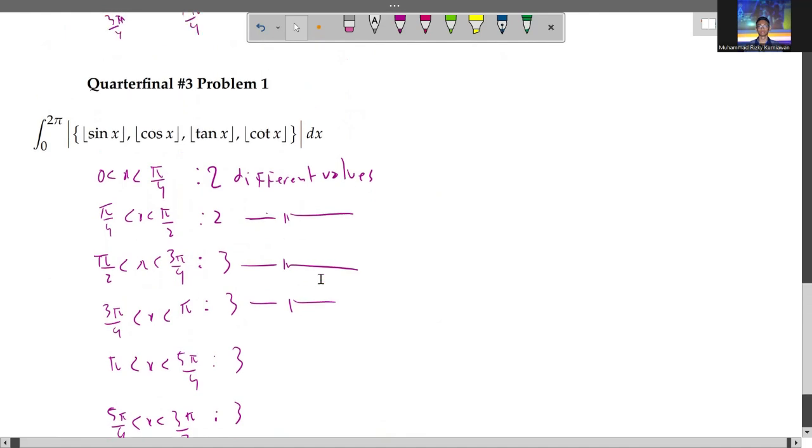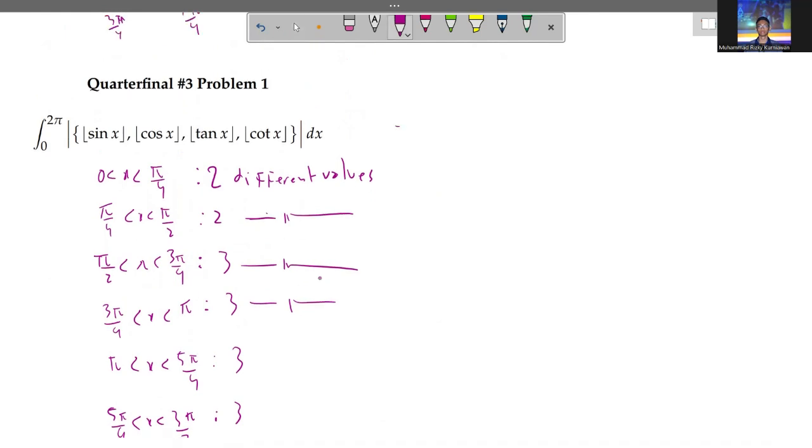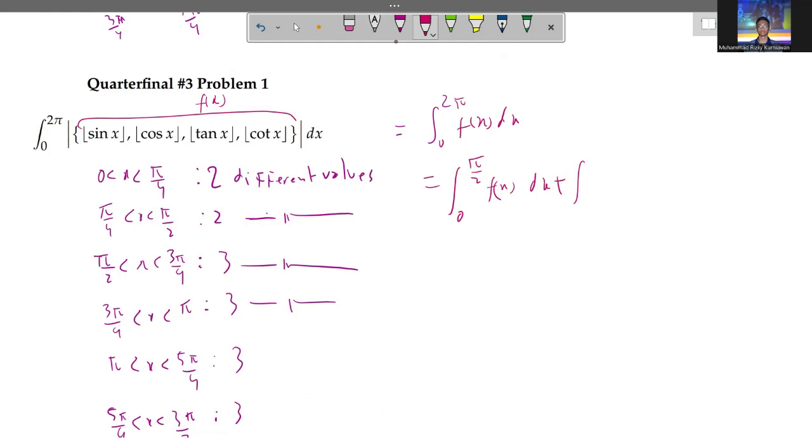So that means this actually simplifies to something like this. I'm going to call this function f of x. So the integral of f of x dx from 0 to 2 pi is the integral from 0 to pi over 2 of f of x plus the integral from pi over 2 to 2 pi of f of x.